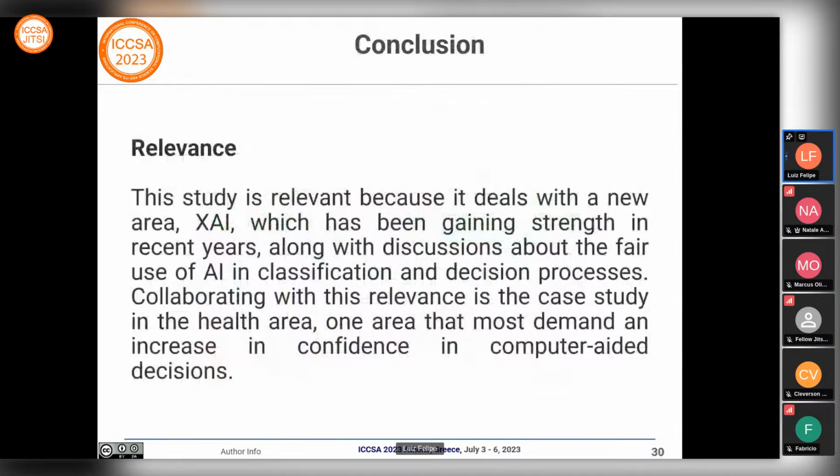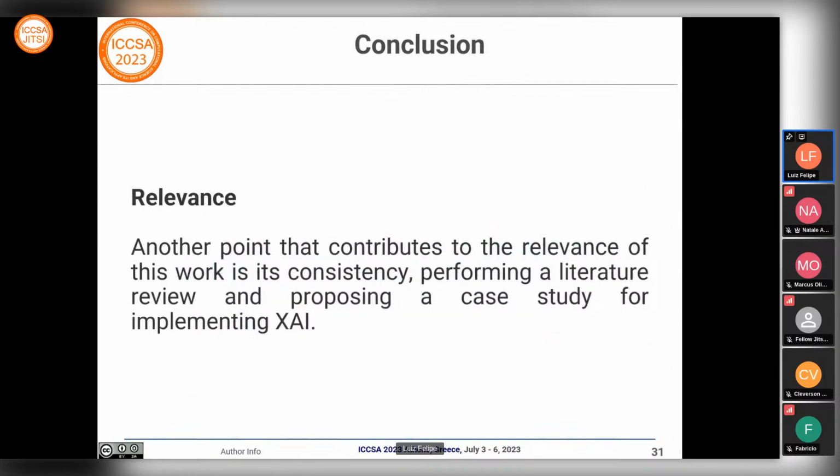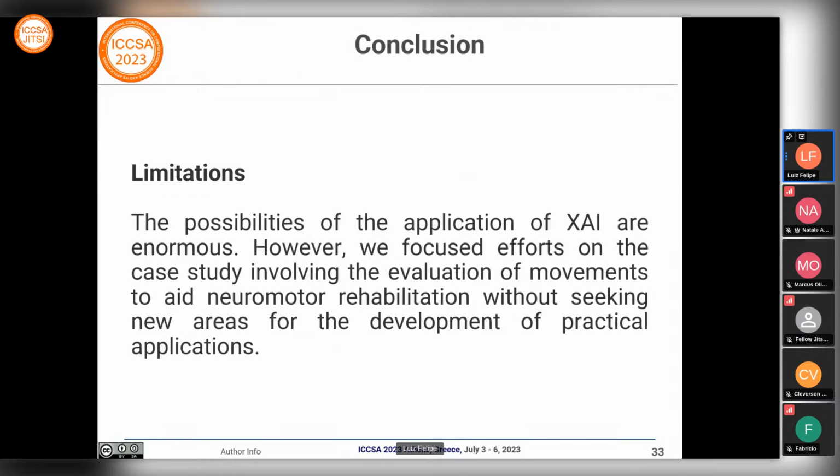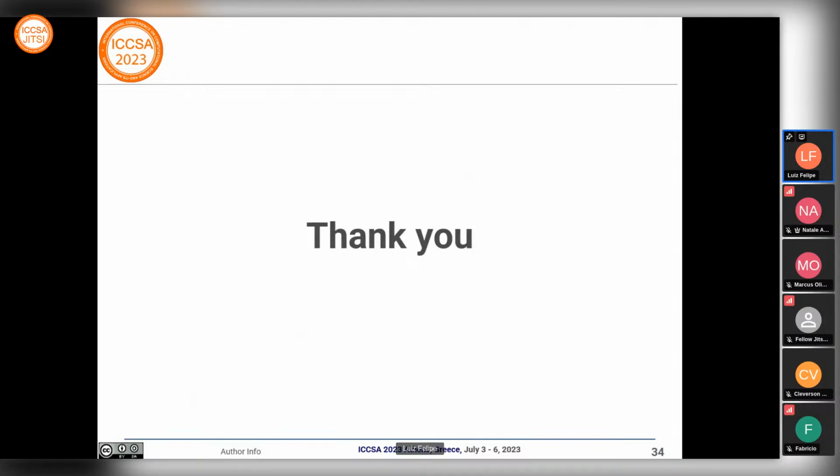This study is relevant because of the increasing relevance of XAI, especially in the healthcare area. Contributing to this relevance, we have a literature review and the case study proposal. The relatively new research field limits the collection of information on the subject. We limited ourselves to a single area for the development of the case study. Thank you.